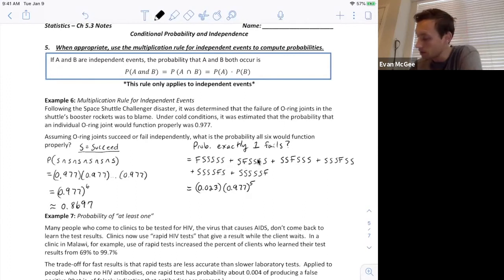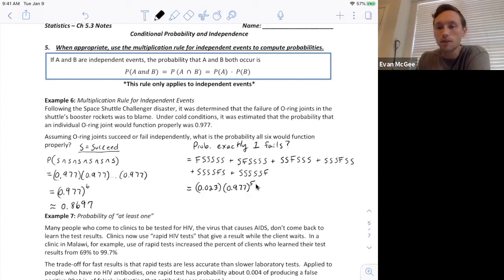We're going to add. This time it's going to be 0.977 times 0.023 times 0.977, and so on, multiplying them together. This actually is the same probability as this first one because there is one failure times 5 successes. The order is just a little different. Think about this one. This is going to be, again, 5 successes and 1 failure. All of them have 5 successes and 1 failure.